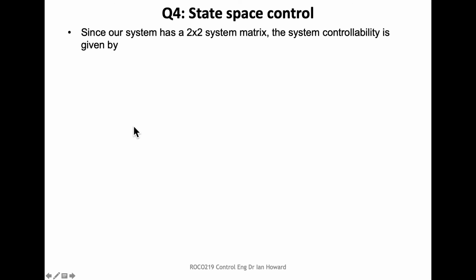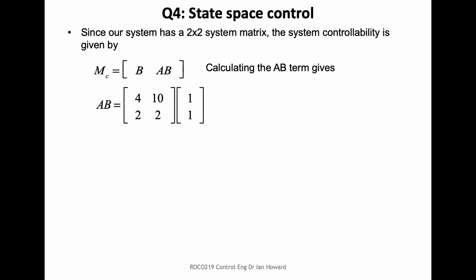Now we're going to first of all look at controllability. Since we've got a 2 by 2 A matrix, we're only going to need two terms in our controllability matrix, and that's going to be B concatenated with AB. Now we know what B is already because we've got that straight off the system, but we need to calculate AB. So let's do that.